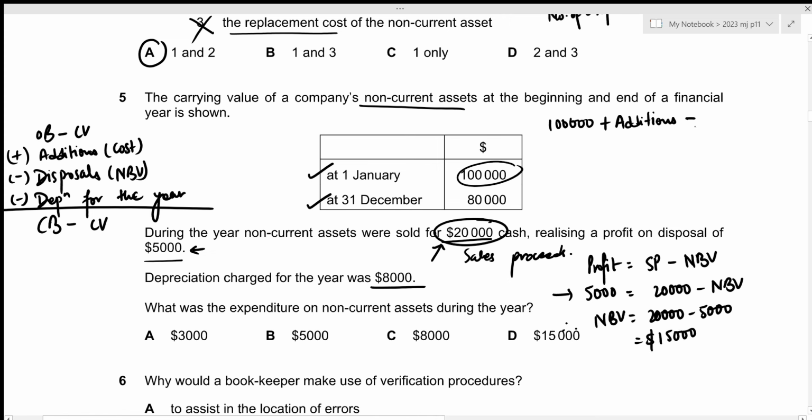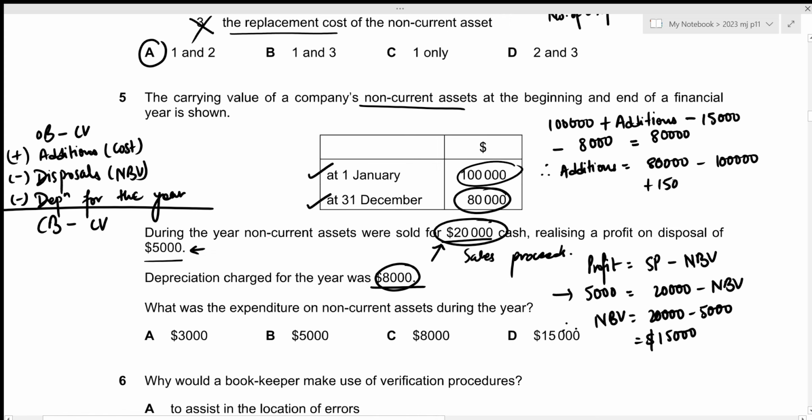So we need to subtract the net book value of our disposed asset. Then we are also given the depreciation charge for the year to be 8,000. We subtract that as well, from which we get our closing carrying value. That's 80,000. Now the additions or the expenditure on non-current assets during the year will just be 80,000 minus 100,000 plus 15,000 plus 8,000, which results in the value of 3,000. This is the answer we're looking for, which is given in option A. Let's move towards the sixth question.